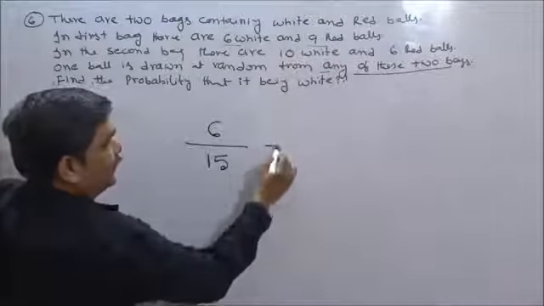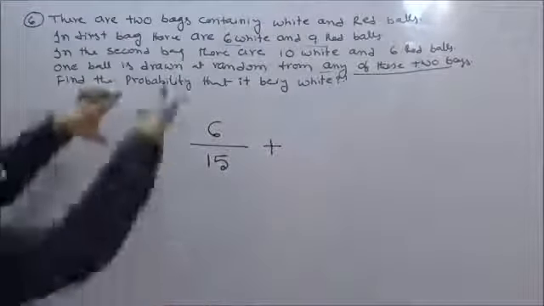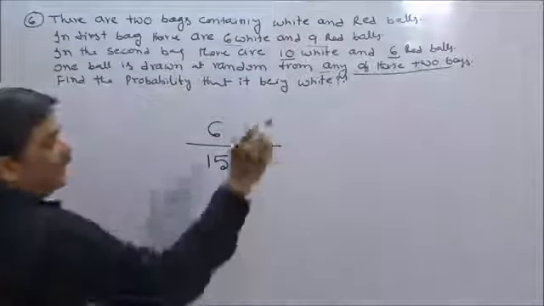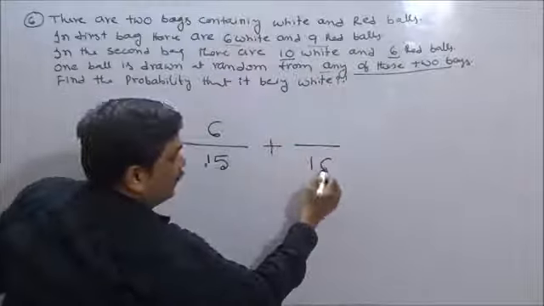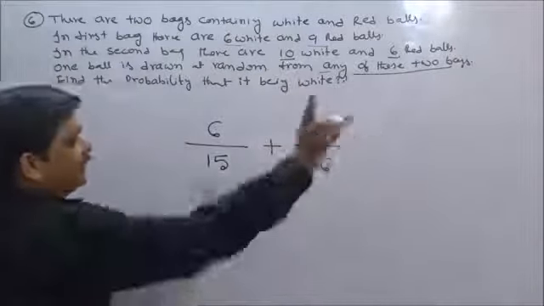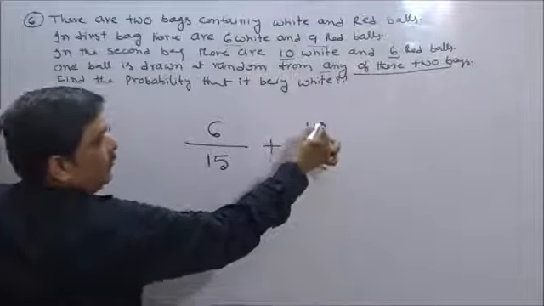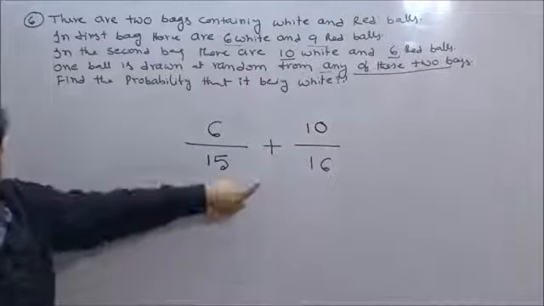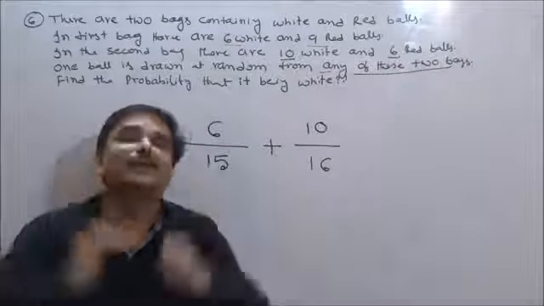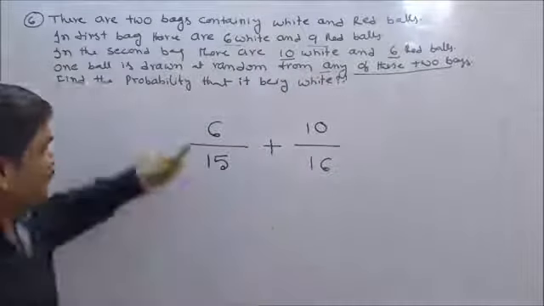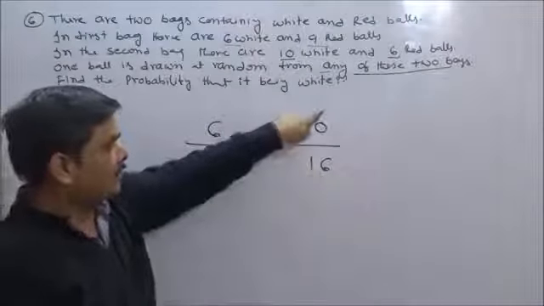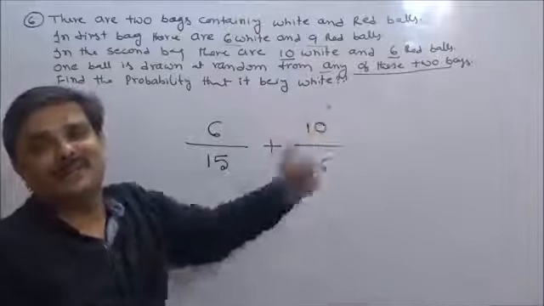OR condition means that is plus. In the second bag, 10 white, 6 red. Total 16C1 or 16. Alright. Next, being white, that is 10 by 16. Got it? Now, many students in the examination stopped here only, and they have given the answer simply 6 by 15 plus 10 by 16, or 5 by 8. Easily you can get the answer.